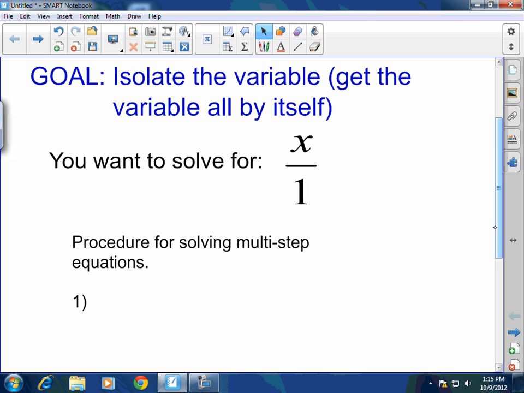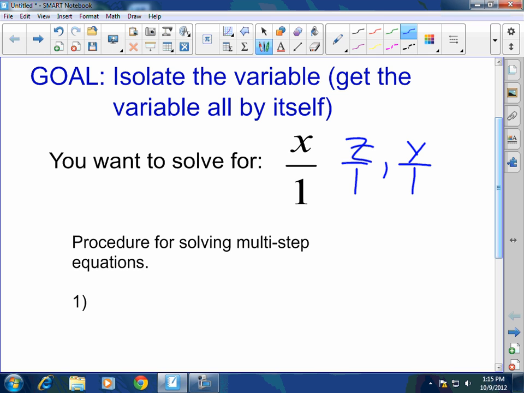Now remember, it's not always x that you're solving for. If it's z, that's fine. You want to solve for z over 1. If it's y, you want to solve for y over 1. You want to solve for the variable in the numerator and positive.